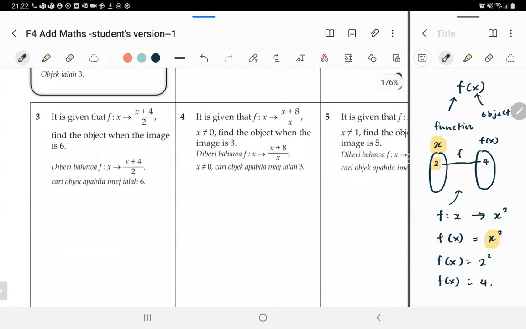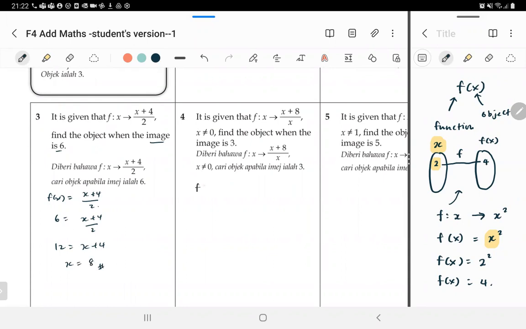Let's try checking. So now you have f(x) equals (x plus 4) over 2. Image is 6. So 6 equals (x plus 4) over 2. 12 equals x plus 4. So x will be equal to 12 minus 4. So you get 8.